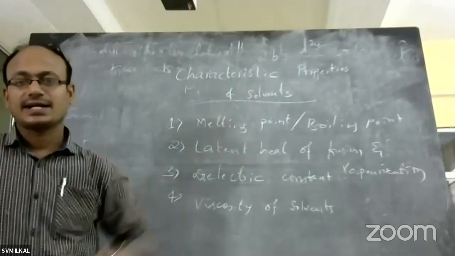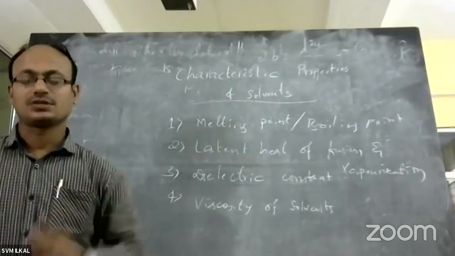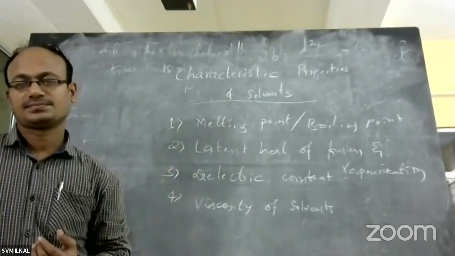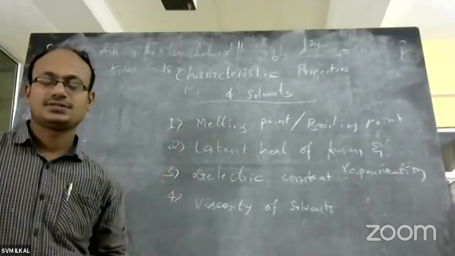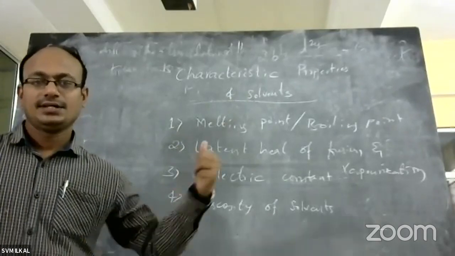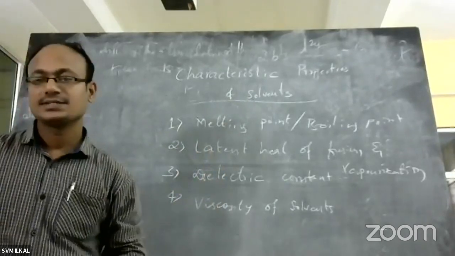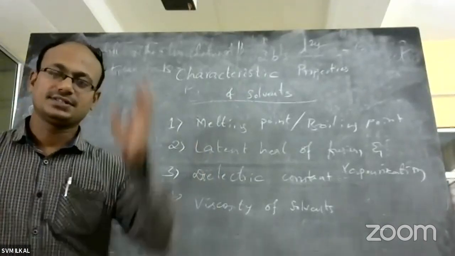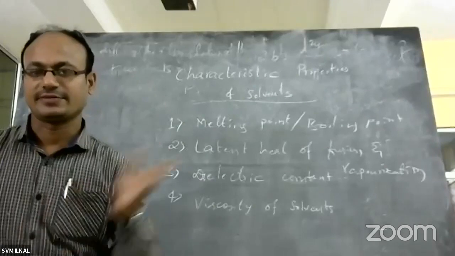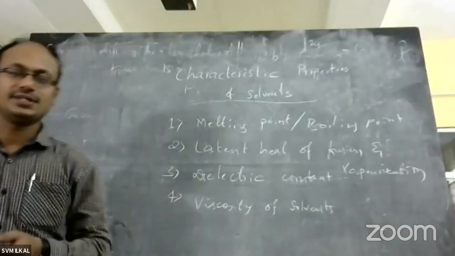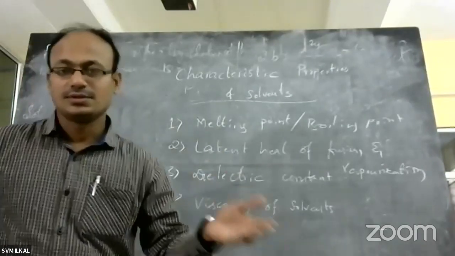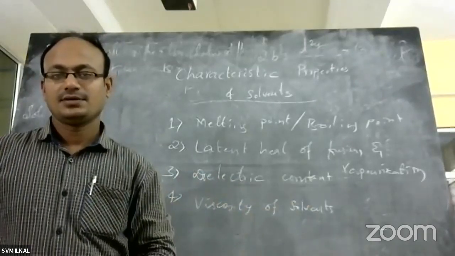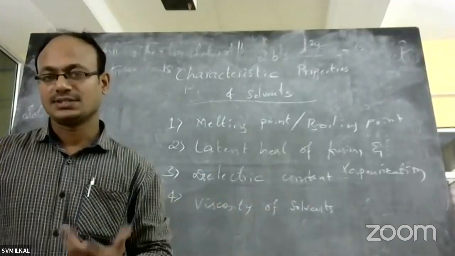So these are the characteristic features of the solvents, based on which we can decide the nature of the solvent, right? In the first one, let us see what exactly the melting point and boiling point of a solvent are. As we all know, since childhood, for example in 6th, 7th standard, we all studied the boiling point of water, the melting point of some substance, right? What exactly does the boiling point or melting point say?